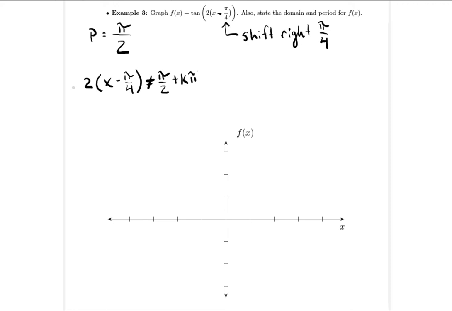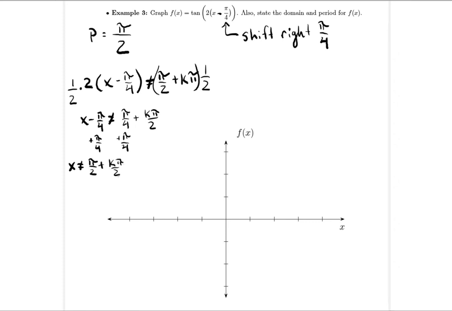All right, so let's go ahead and multiply both sides by a half here. So we have x minus pi over 4 should not be equal to pi over 4 plus k pi over 2. But then when I add pi over 4 to both sides, we get x does not equal pi over 2 plus k pi over 2. And that's going to be our domain.